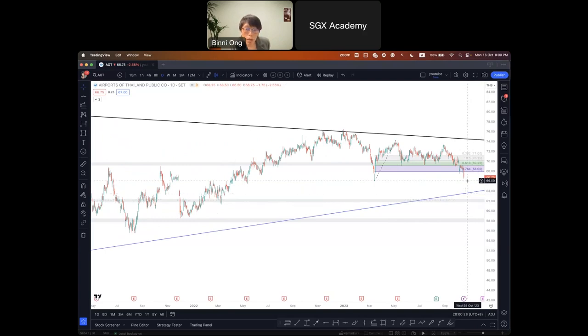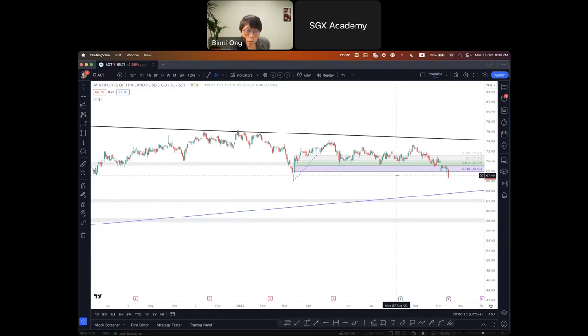So in this case, based on the most updated price point, I would form an idea that the 70 support level is right now broken. We should be slowly inching towards the 62 levels.